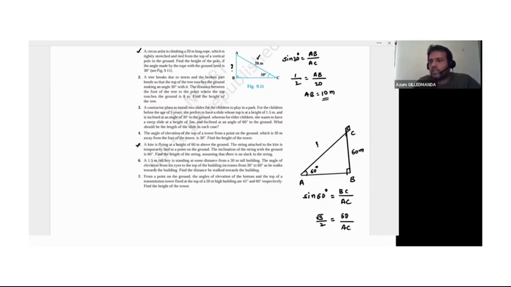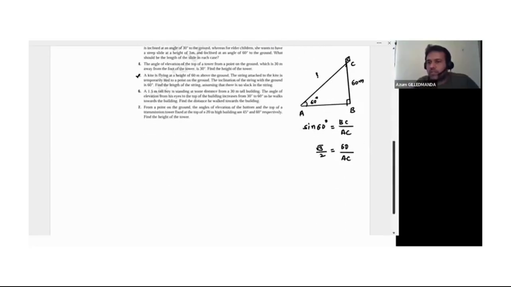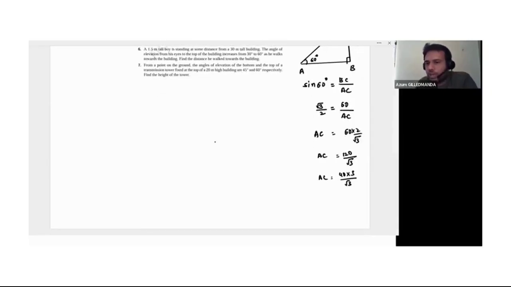I need to find AC, so I'll keep as is. If I just rearrange these values, cross multiply, AC becomes 60 into 2 by root 3. So 120 by root 3, or I can also write 120 as 40 into 3, by root 3, right? Then 3 I can write as root 3 into root 3, so AC becomes 40 into root 3 meters.